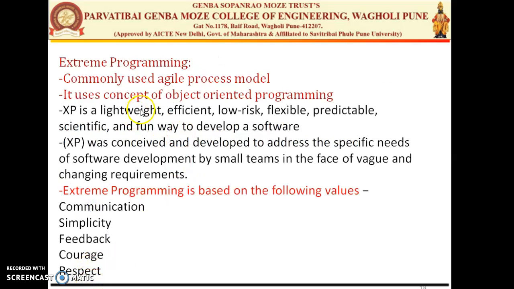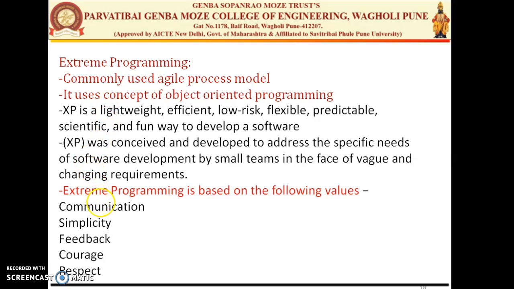Then next comes extreme programming. Okay, so extreme programming is one of the most used agile process models. All the agile process models obey the principle of agility and the manifesto. XP uses the concept of object-oriented programming, so whatever concepts are in object-oriented programming are always implemented in XP. In a conventional approach, the developer focuses on framework activities like planning, designing, coding and testing.